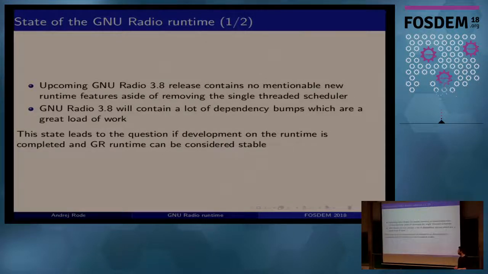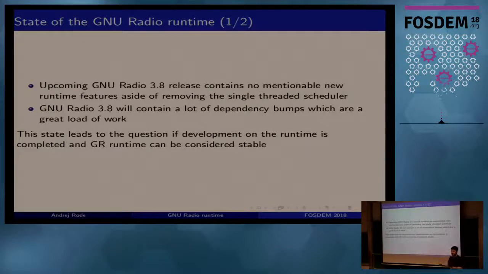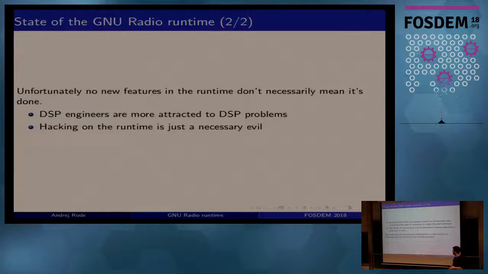So what's the current state? For the upcoming 3.8 release, the runtime does not contain a super new shiny feature we want to push people to use. It contains a lot of dependency bumps, so the whole GNU Radio project is now porting to Qt 5, Python 3 and GTK 3, and a lot of stuff is going on but no real shiny feature. This raises the question, are we done yet? Is this whole runtime scheduling thing done, and can we now focus on only doing DSP from now on?